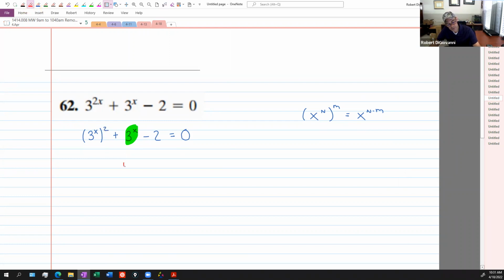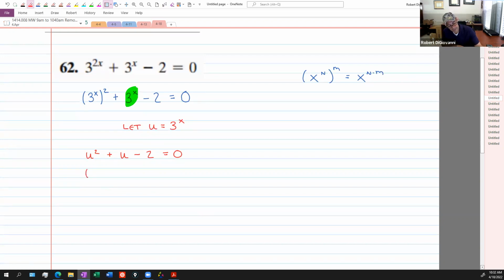So we're going to make a substitution letting u be equal to 3 to the x. So everywhere I see 3 to the x, I replace it with u. That turns this into u squared plus u minus 2 equals 0. I leave the minus 2 equals 0 alone. That's a quadratic. It actually factors. Thank goodness I don't need the quadratic formula for this.